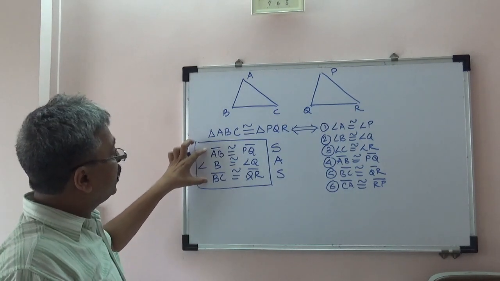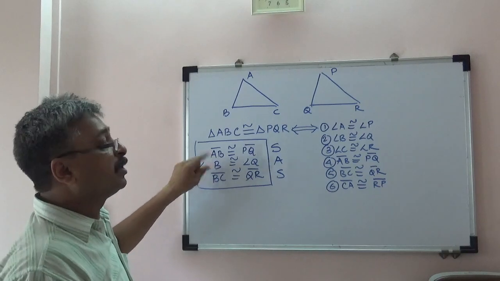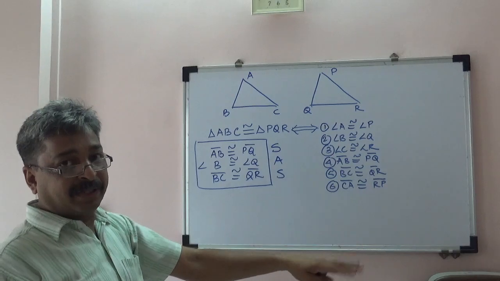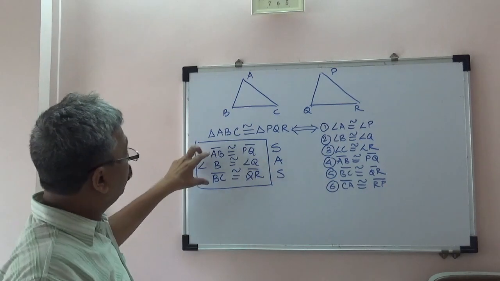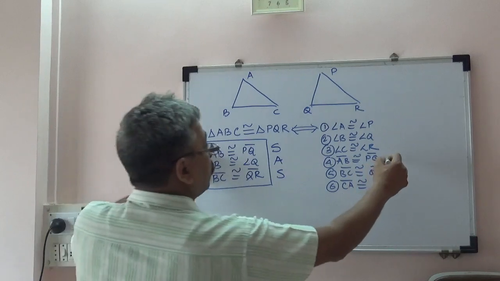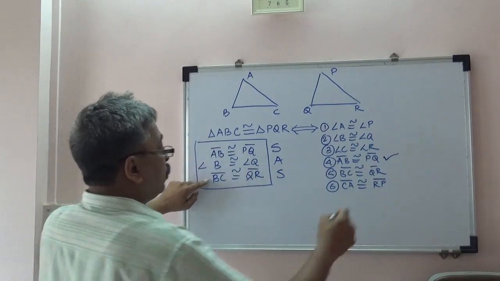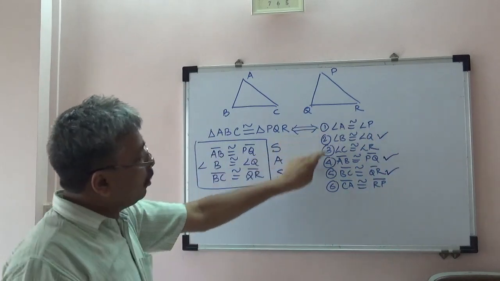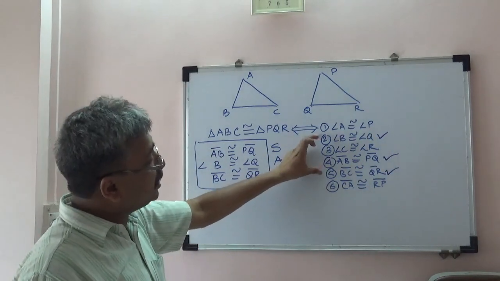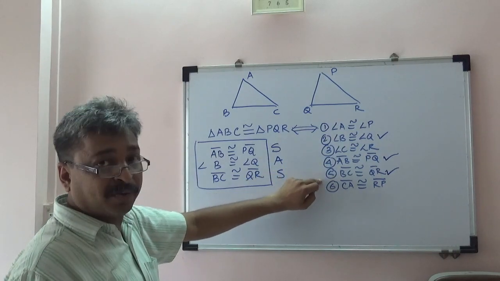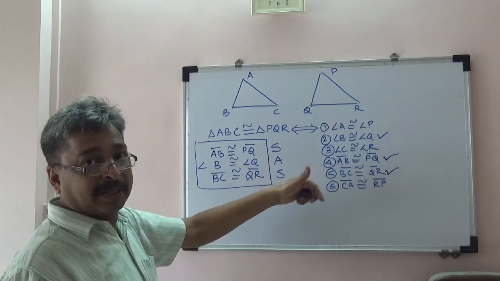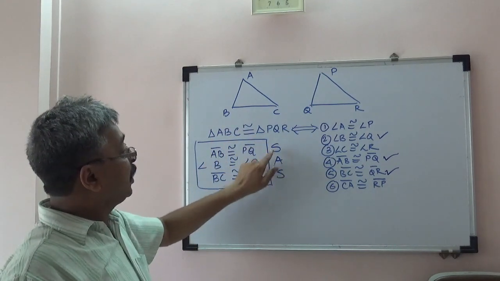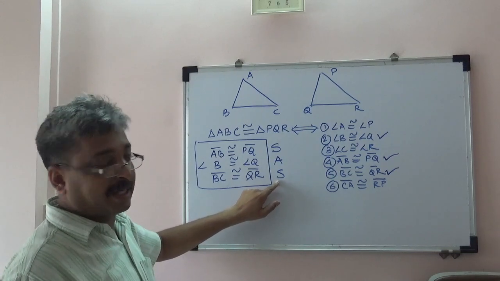So if two sides and one included angle are given, and correspondingly the same information for the other triangle is given, then by only these three things, that means AB congruent to PQ, BC congruent to QR, and angle B congruent to angle Q, we can say the triangles are congruent. So instead of using 6 elements, if we use these 3 elements, 2, 4 and 5, we still can claim that triangle ABC is congruent to triangle PQR. That is what we call the test of congruence SAS.